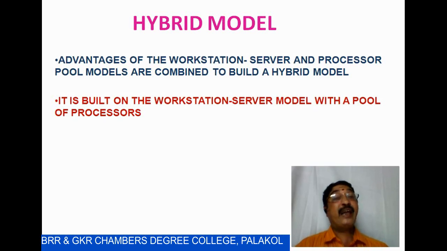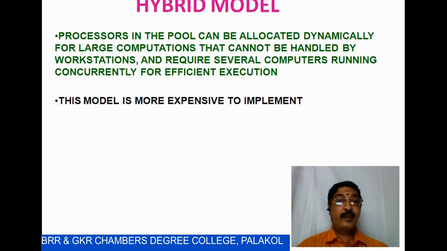Actually, with the help of these good qualities, this hybrid model will be built on the workstation server model with the pool processor model. So it is built on the workstation server model with a pool of processors. So the pool of processors will be used, workstation server architecture capacities and good qualities will be used, and good qualities from the processor pool model are also used in this system. And we have to observe some other good qualities about the hybrid model.